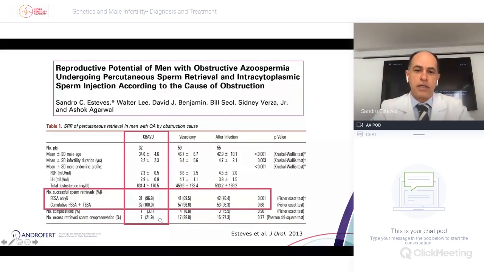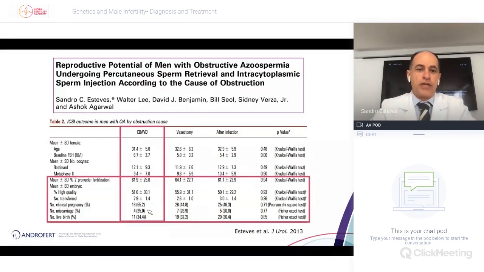As you can see in the CBAVD scenario, it's 100%. Most patients will have sperm by percutaneous epididymal sperm aspiration. Some patients might need the testicular sperm aspiration, but the results are very good. In terms of the fertilization rate, it's comparable with other categories of obstructive azoospermia like vasectomy and infection, and number of embryos. The proportion of high quality embryos is quite good.